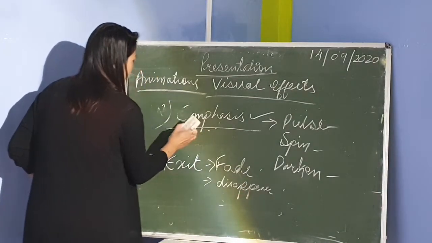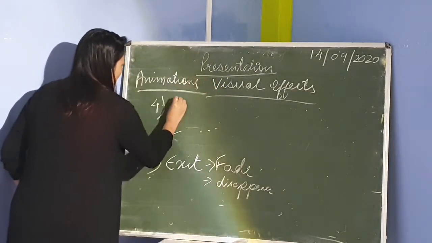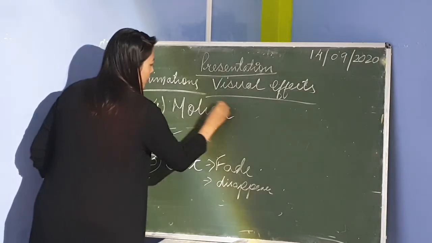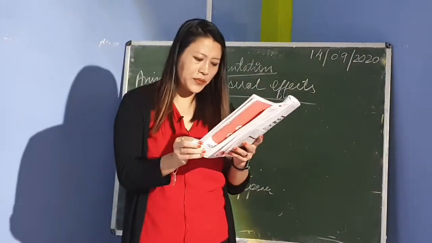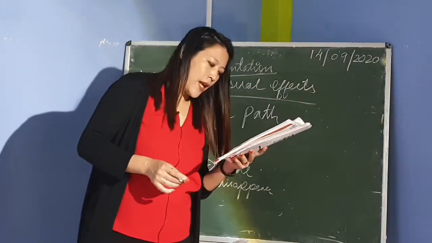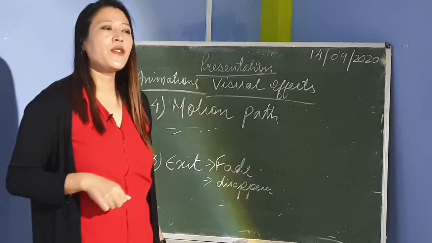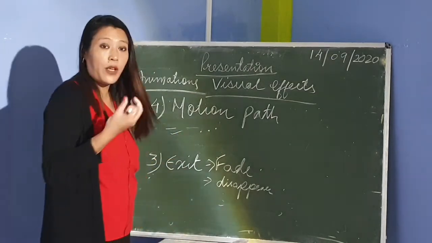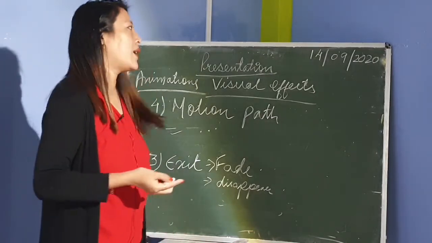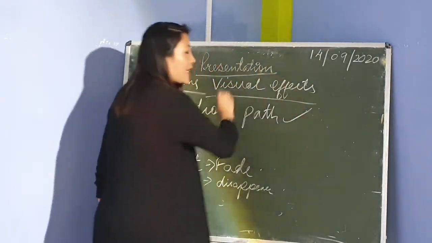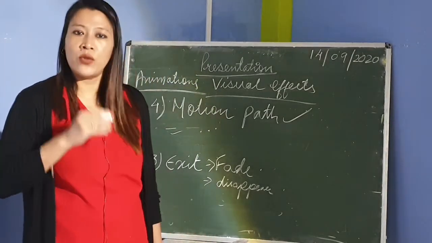Okay, let me write. The fourth one is known as motion path. So, this animation group allows you to move text and objects along a predetermined path. As I told you, sometimes if you want to move your text or your image or an object using the motion path animation, then that time you can use these animations. Okay, but frequently we use entrance and emphasize animations to make your presentation more attractive.